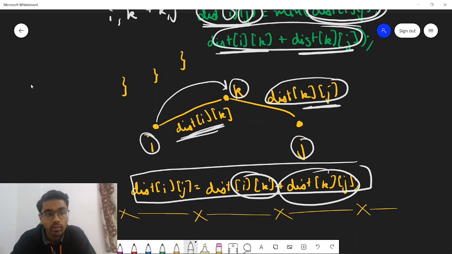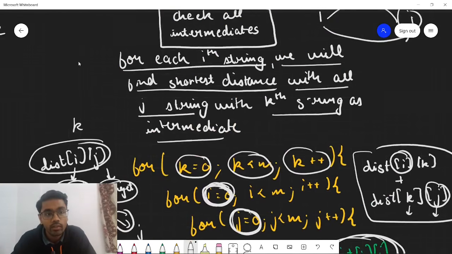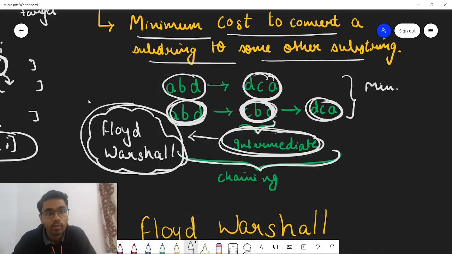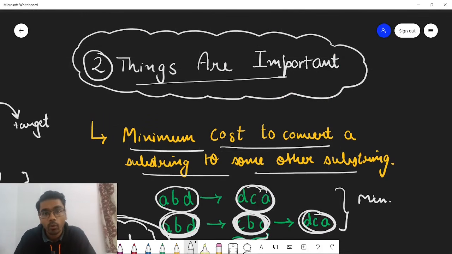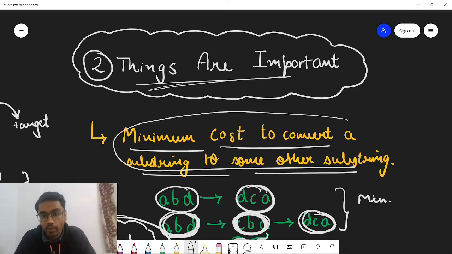So this was the first thing that was important. We discussed initially that there are two important things. So this was the first thing, to get the minimum cost.